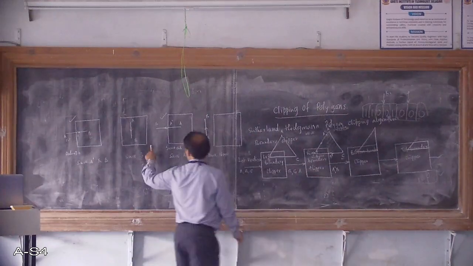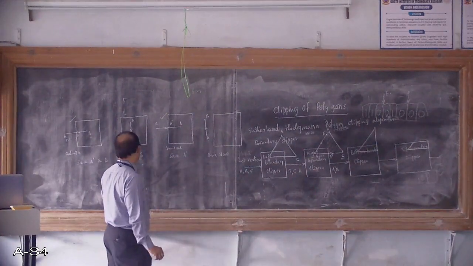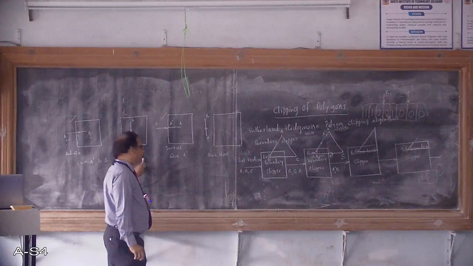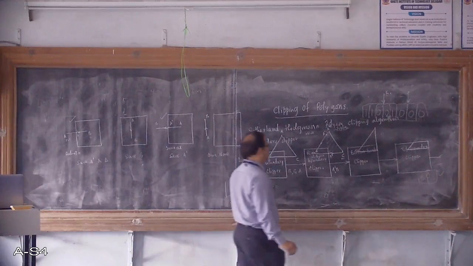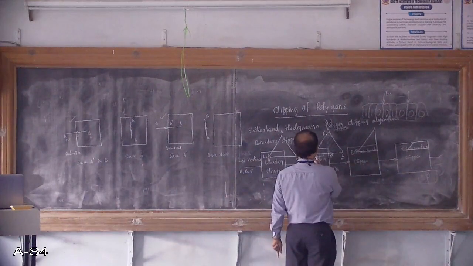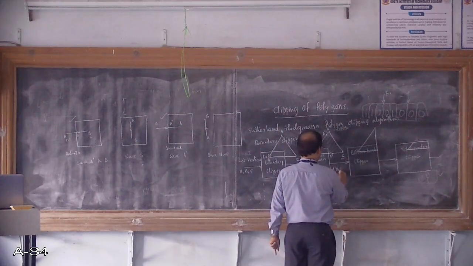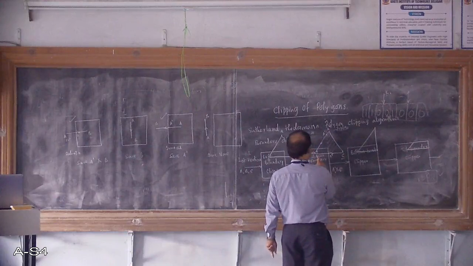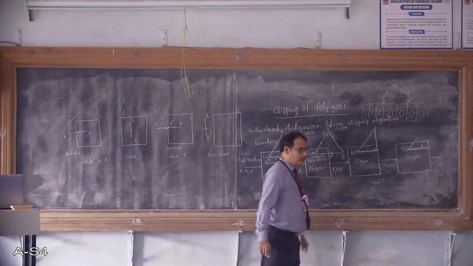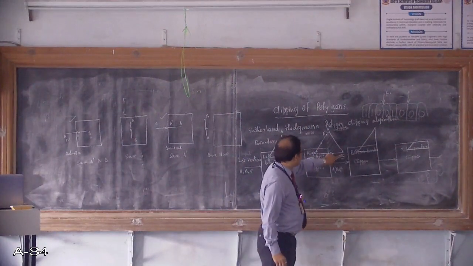And what we are supposed to do under this case is that we have to save only the second vertex. So out of the three vertices B, B dash, C, the second vertex is C. So only C has to be saved. We have to ignore both B and B dash. Now the last one, that is C to A.